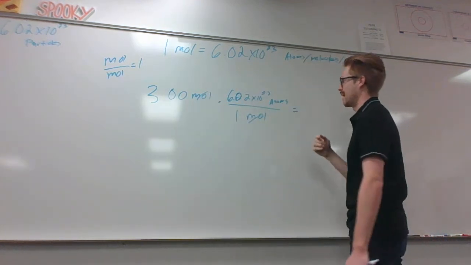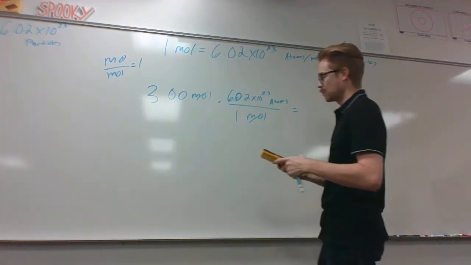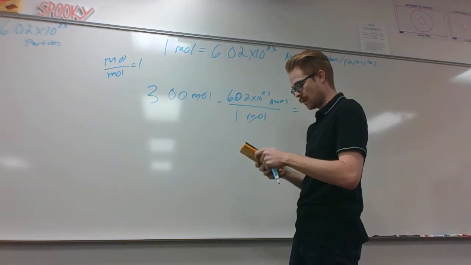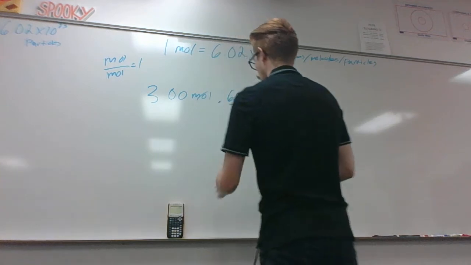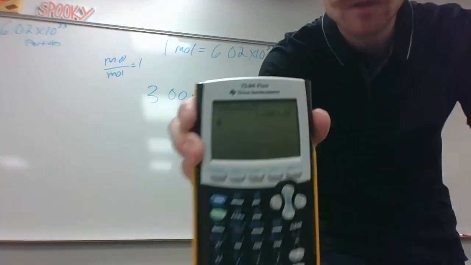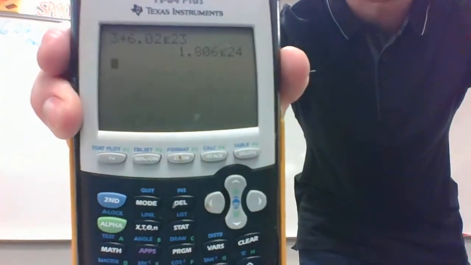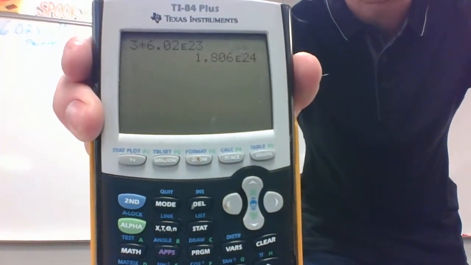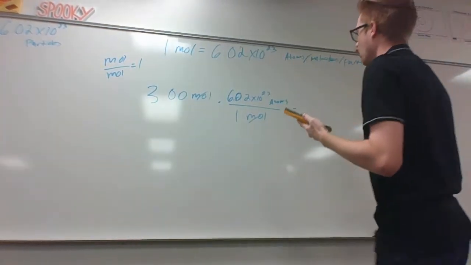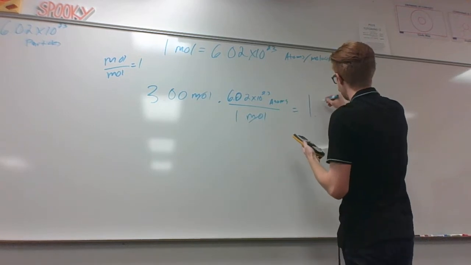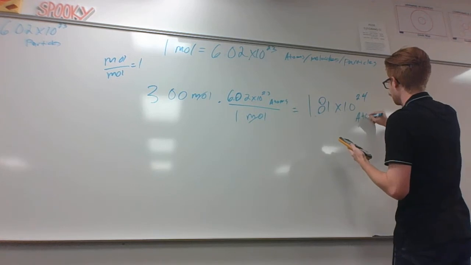We do 3 times 6.02 times 10 to the 23rd. Again, it is a huge number, but it has to be because we're looking at things that are incredibly small. So when we multiply, we want to use the E symbol here because that means times 10 to the. So we do 3 times 6.02 times 10 to the 23rd, and we end up with 1.81 times 10 to the 24th atoms.